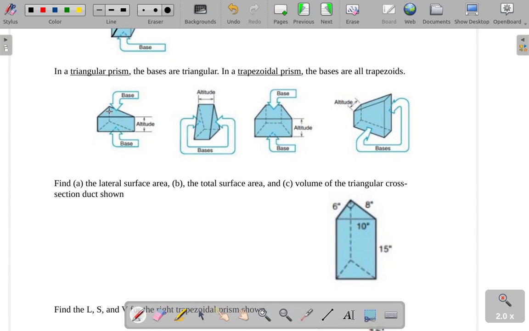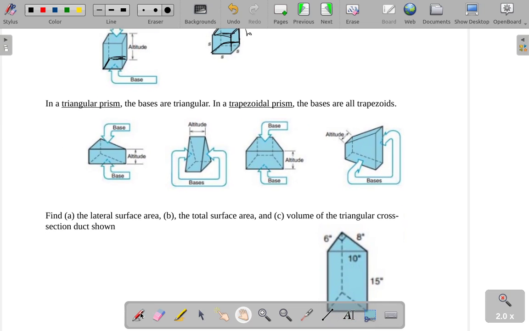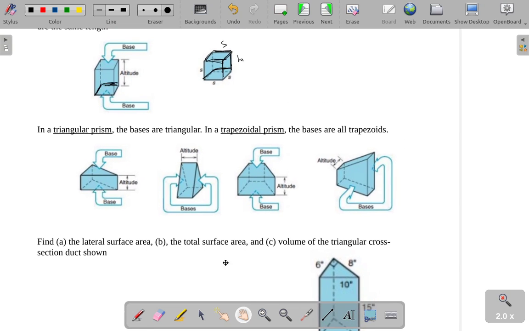All right, a triangular prism is what we get when we take a triangle and extrude it out. I think the naming scheme here is pretty clear. A rectangular prism is what we get when we extrude a rectangle. A triangular prism is what we get when we extrude a triangle, or in other words, the bases are triangles. The orientation of this actually doesn't matter.